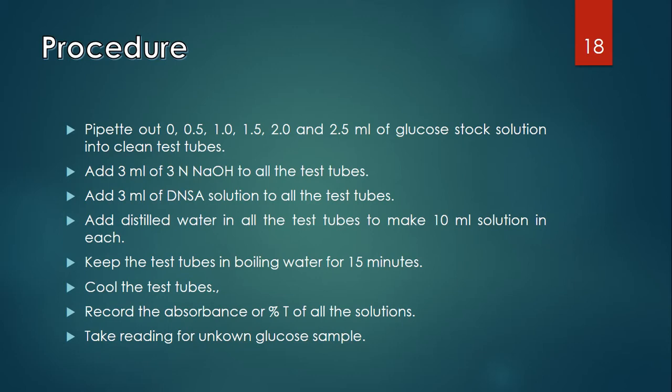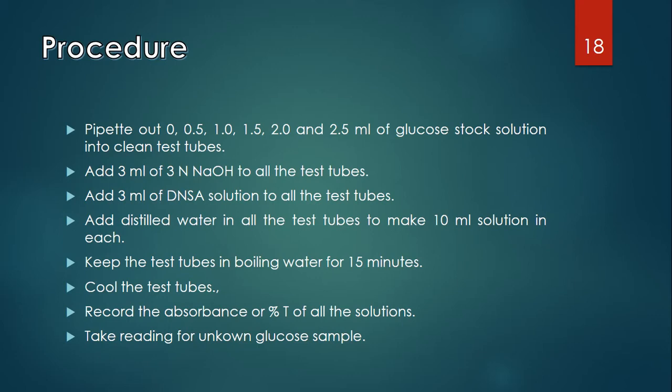In all the test tubes, now add 3 ml of 3 normal NaOH, because we have seen that DNSA reacts with glucose in the alkaline medium. So for that we are adding NaOH. Now add 3 ml of DNSA reagent to all the test tubes. Then add sufficient distilled water to make the final volume to 10 ml in each of the test tube. Now keep the test tubes in boiling water for 15 minutes.